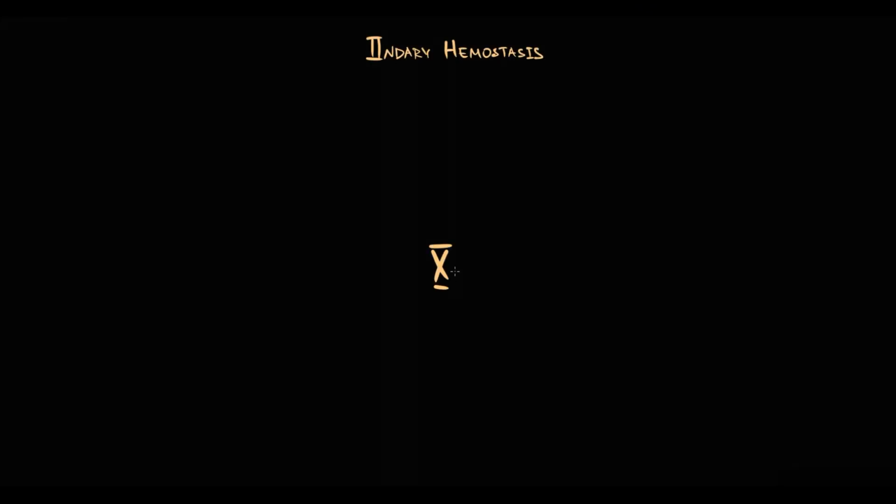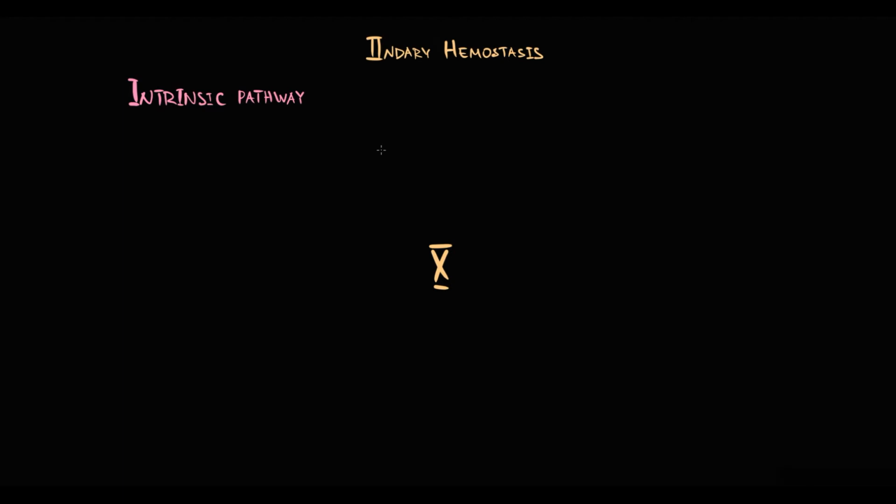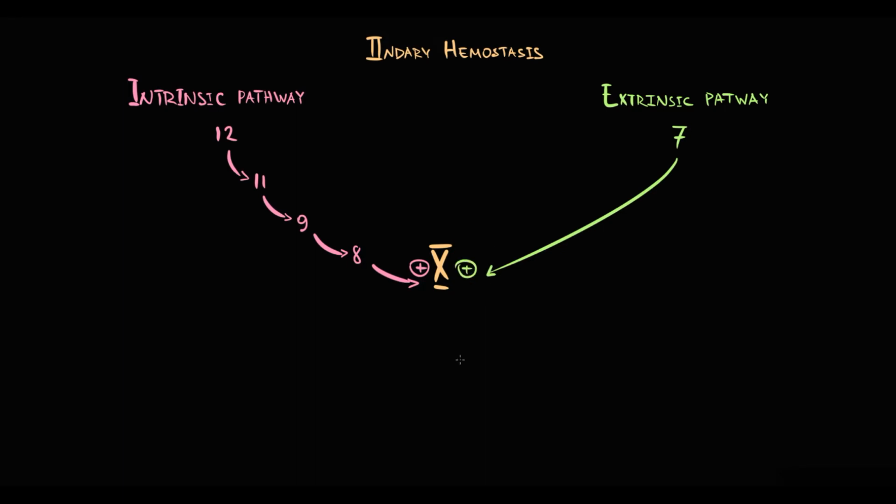The central factor of coagulation cascade is factor X. The goal of both intrinsic and extrinsic coagulation pathways is to activate factor X. Intrinsic pathway consists of factors from 12 to 8. Extrinsic pathway consists of just factor 7. Activation of factor X results in activation of factors 5, 2, and 1.